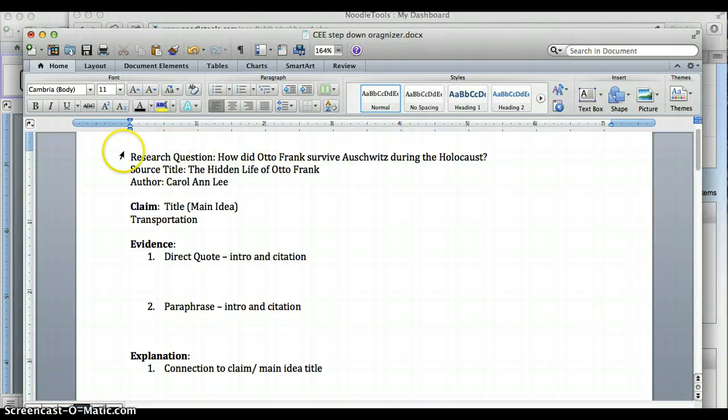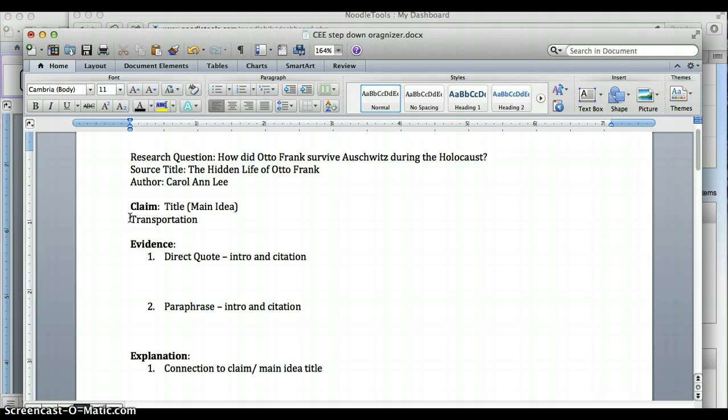At the top, we always want to keep our research question in mind. Again, you need to have your source title and your author so that we are positive we are citing it correctly. The first thing you want to do is make that claim, which would be the transfer of those ideas that you have on your sheet from homework last night.